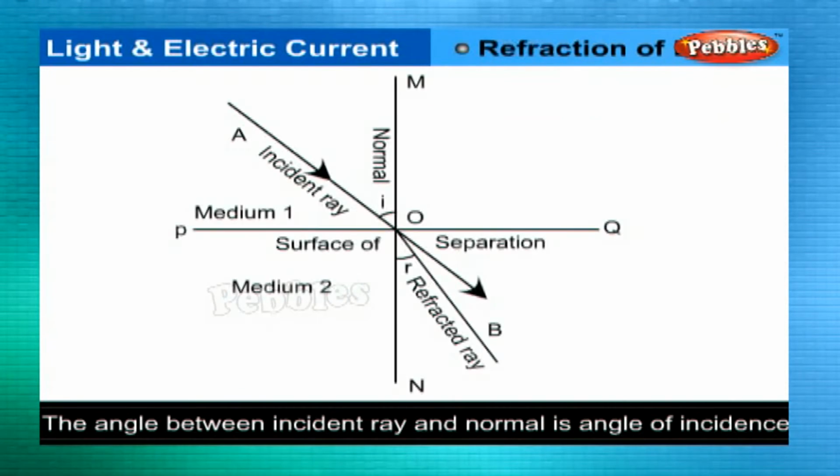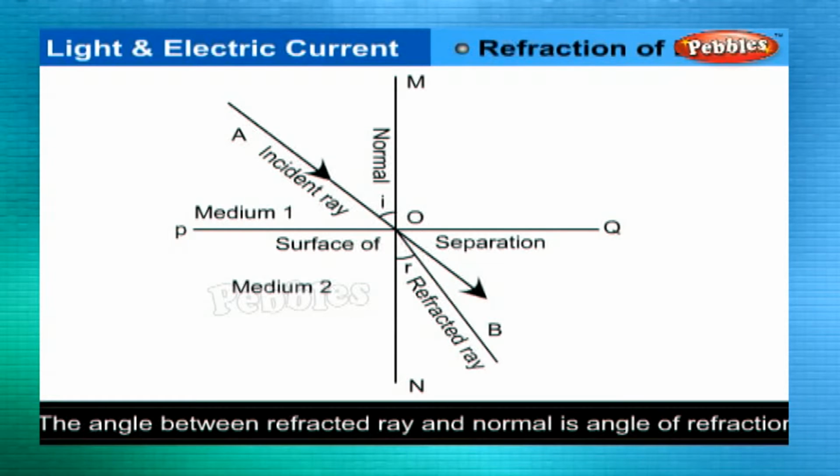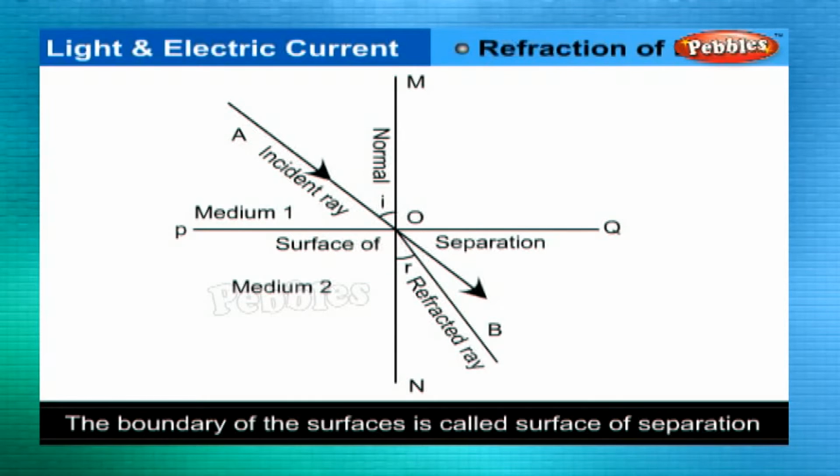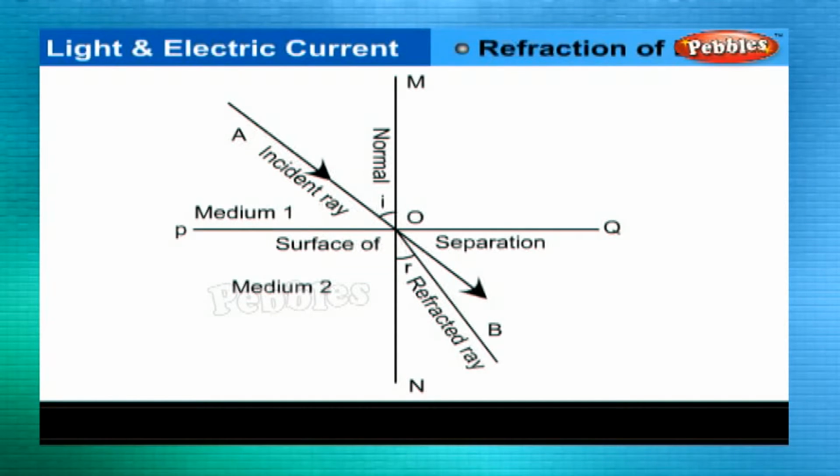The angle between the incident ray and the normal is the angle of incidence, and the angle between the refracted ray and the normal is the angle of refraction. The boundary of the surfaces is called the surface of separation of the two media. In figure, O is the point of incidence. POQ is the surface of separation. Angle AOM is the angle of incidence. Angle NOB is the angle of refraction.